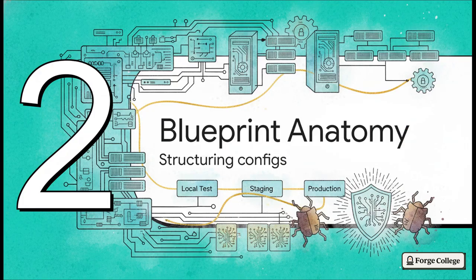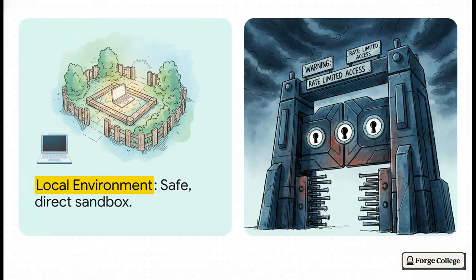Moving right along to Section 2, blueprint anatomy, structuring our configs. Okay, the golden rule here is that identical client configurations across networks drastically reduce nasty surprises. You want your local tests to behave exactly like production. On one side, we have your local environment. It's safe, it's predictable, it connects directly to your local host.